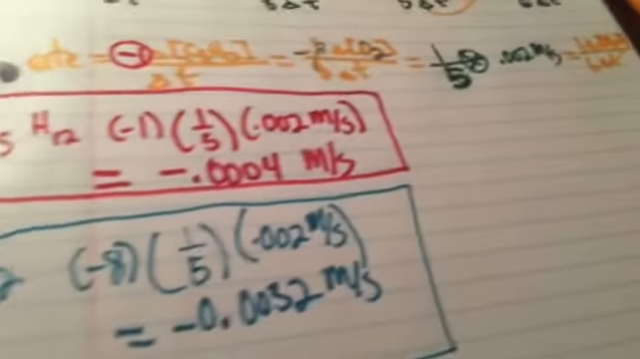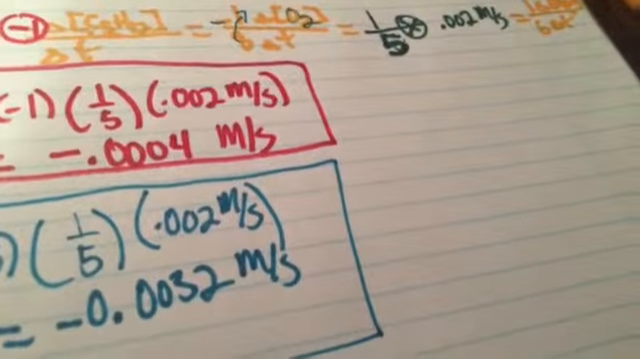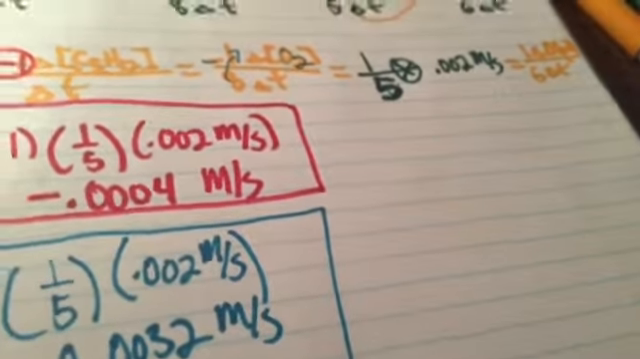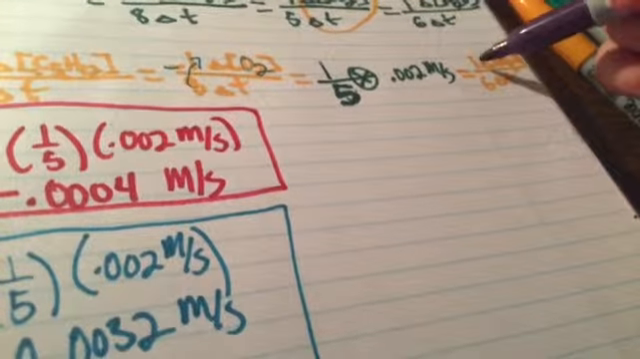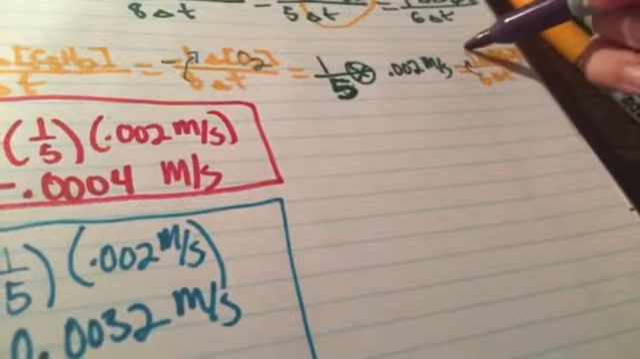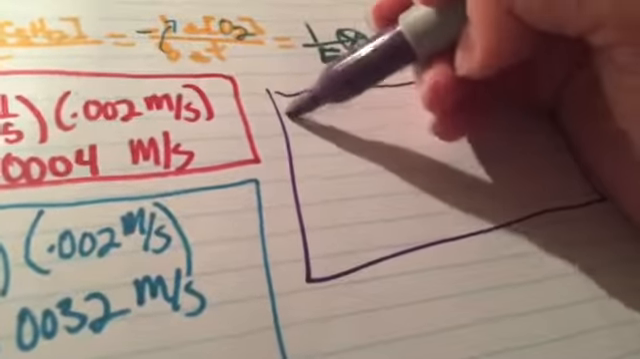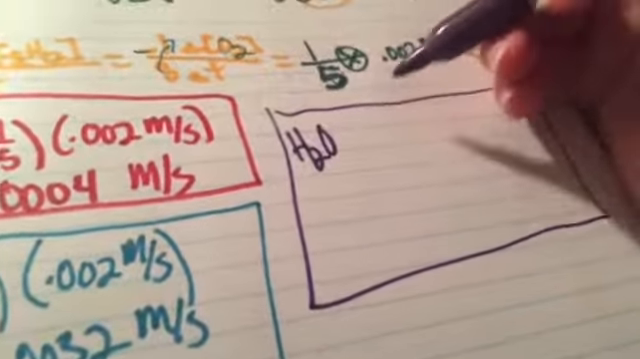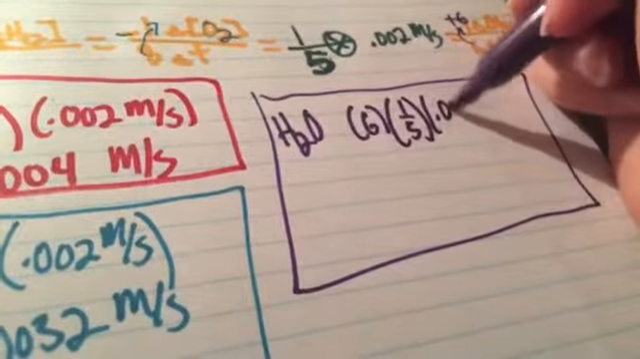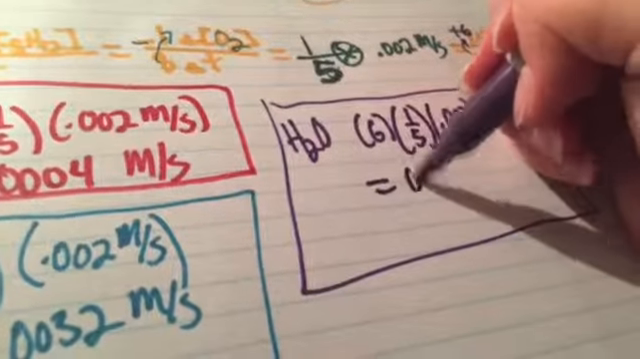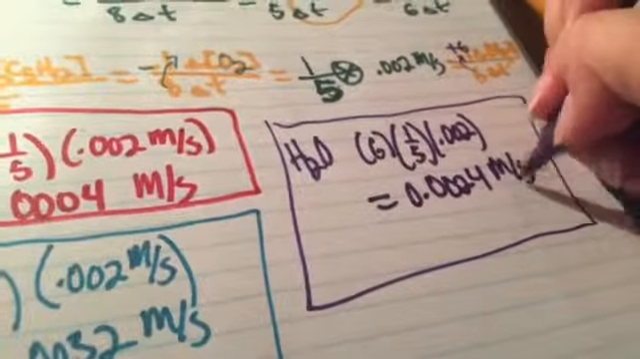And lastly, we want to find the rate at which water is reacting. So we're going to do the same thing, except this time it's positive. We have 1 over 6, so this goes up and it's a positive 6. So for H2O, we have 6 times 1/5 times 0.002, and that should give you 0.0024. Don't forget your unit.